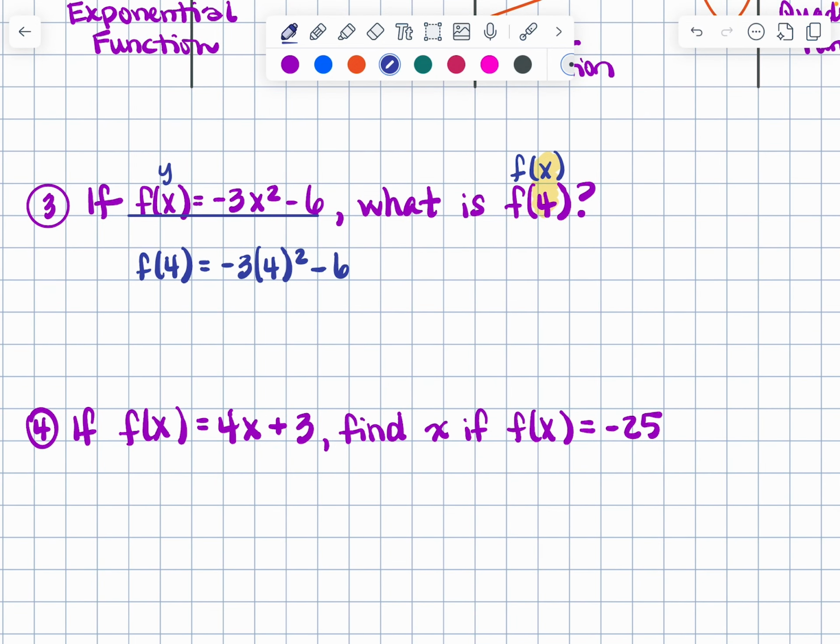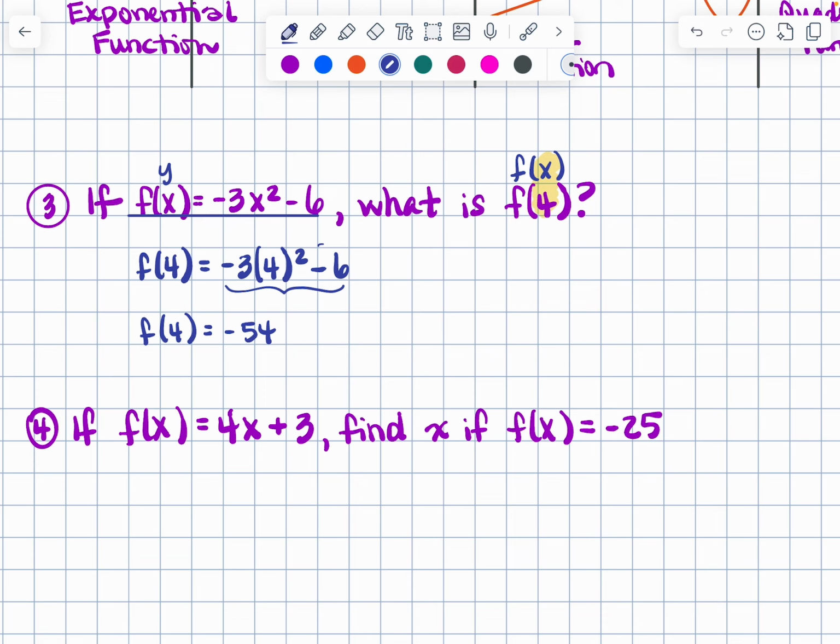And then your job is just to, and you can just type it in your calculator if you want to, right? You're just simply evaluating the expression or the equation on this side once you plug the 4 in for x. So we're going to say f of 4. And if we type that in, what's that going to give us? 16, negative 48. All right, so negative 54. Okay, and that's your final answer, right?